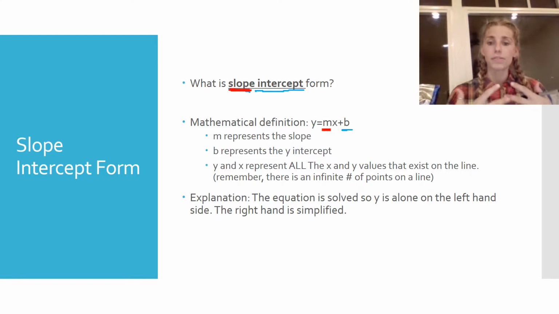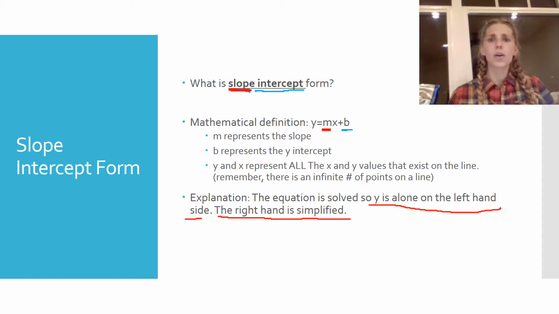So it's slope-intercept form. Okay, the way you can identify this equation is the y is alone on the left-hand side, and the right-hand side is simplified. That's how you identify this one. Remember, in standard form, the x and the y were on the same side, but in slope-intercept form, you have the y alone, and everything else is on the other side. So that's how you can remember slope-intercept form. Y is on the left-hand side by itself, and everything else is on the other side.